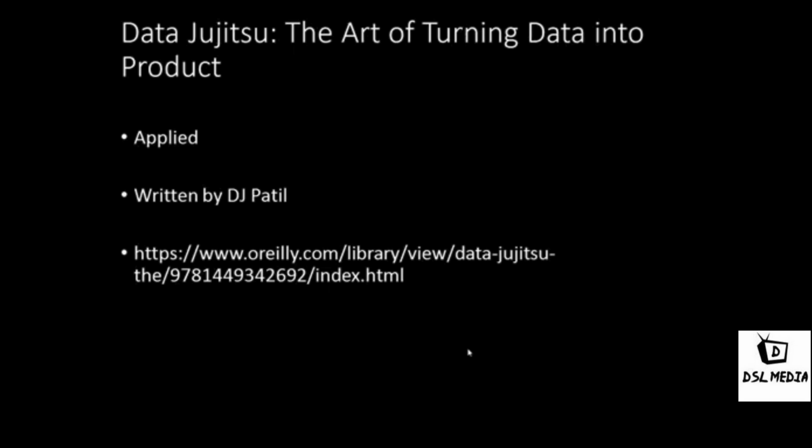Data Jujitsu, the art of turning data into product. This is a book by DJ Patil. He's a very famous guy in the data science community. He was head of the data science team at LinkedIn, and he became the chief data scientist of the US government. In fact, he was the co-author of the article that introduced the word data science and made it so popular. And he's an applied guy. He has worked for many years with tech companies in Silicon Valley. So he brings that applied perspective to the theoretical things that we learn from books.